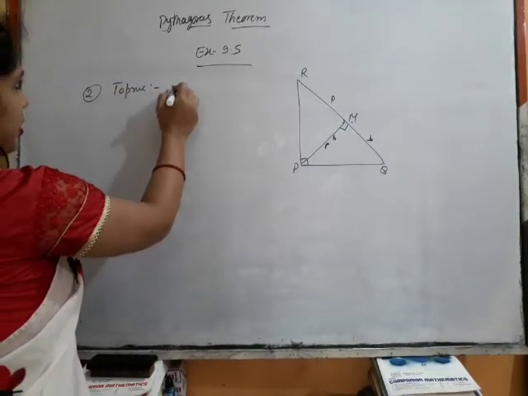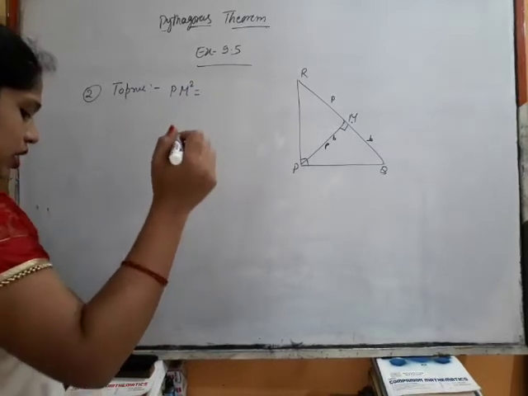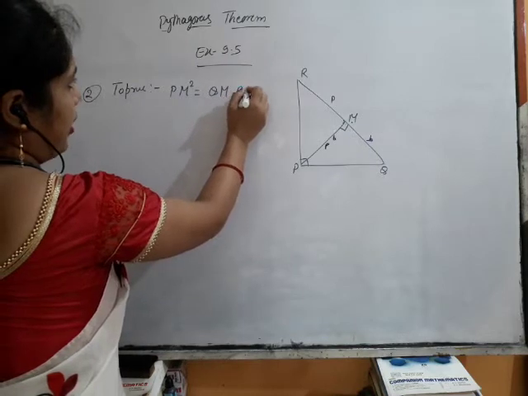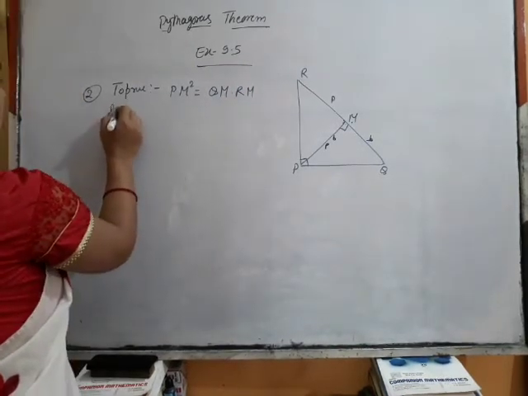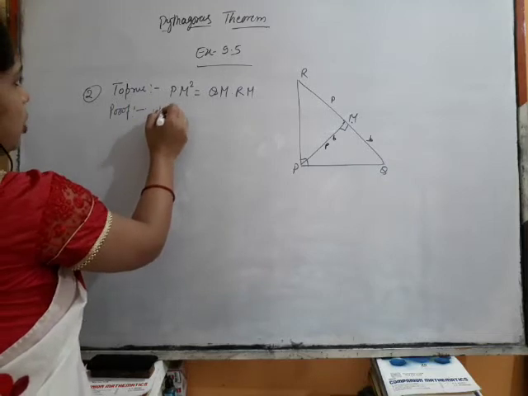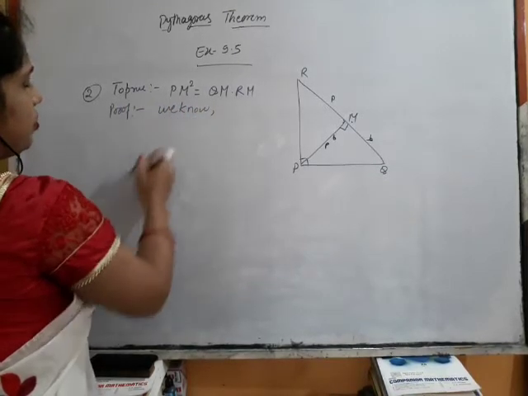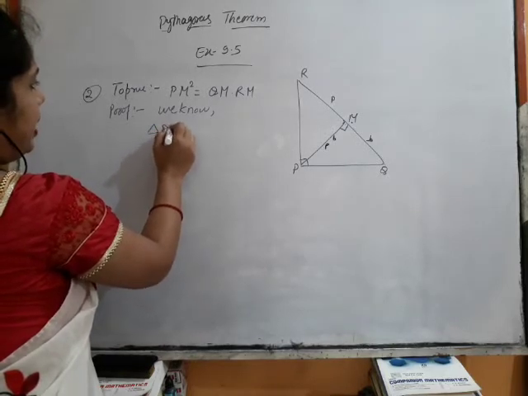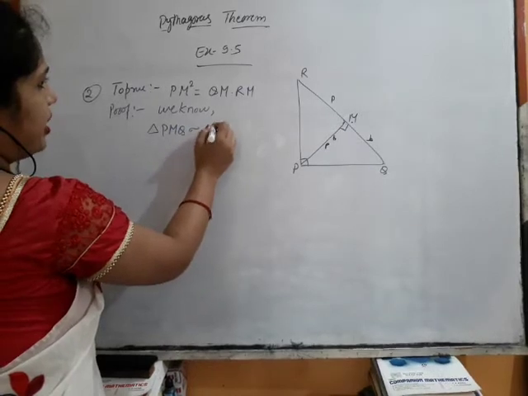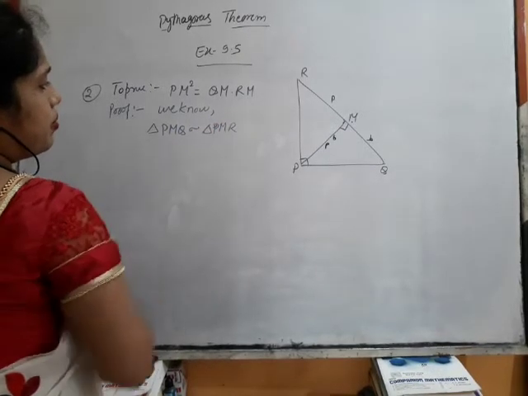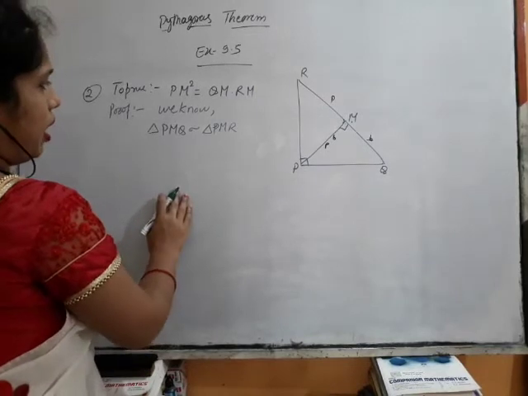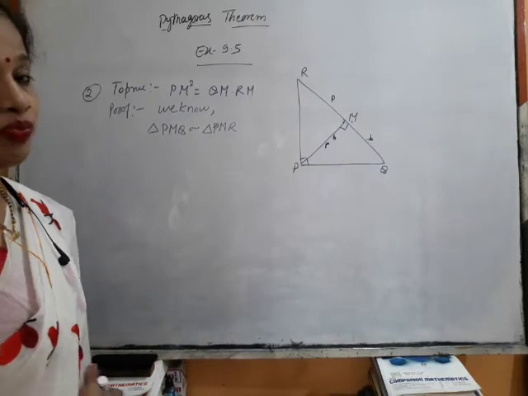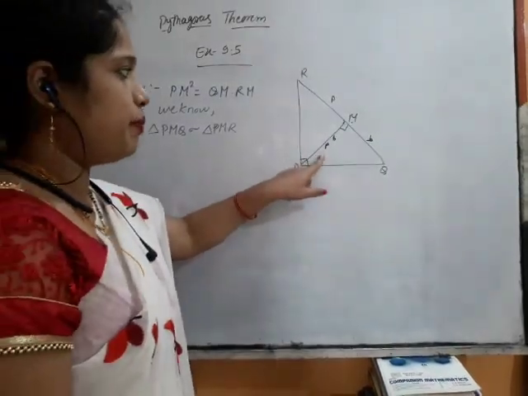What is to prove? PM square is equal to QM into RM. Proof. We know that triangle PMQ is similar to triangle PMR. PMQ is similar to PMR. So, since the triangles are similar, the corresponding sides are in the same ratio. That is why I was talking about perpendicular and base.